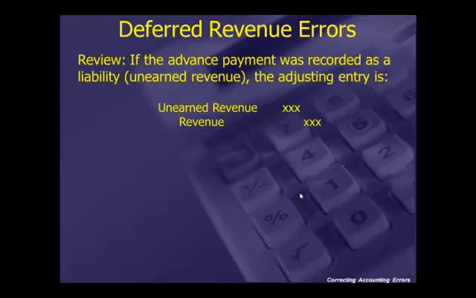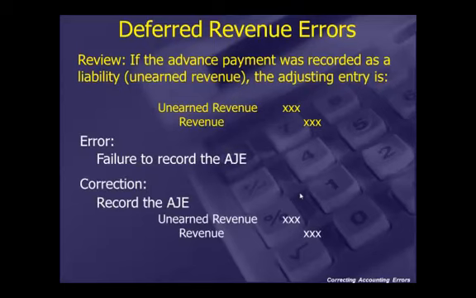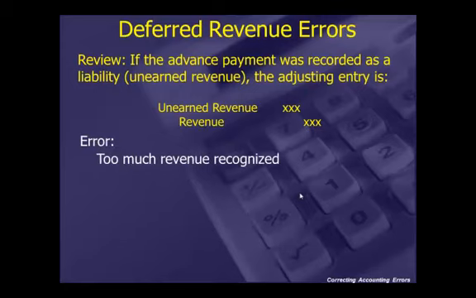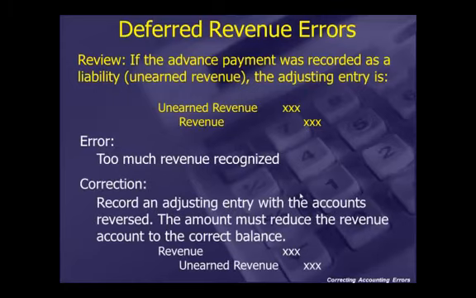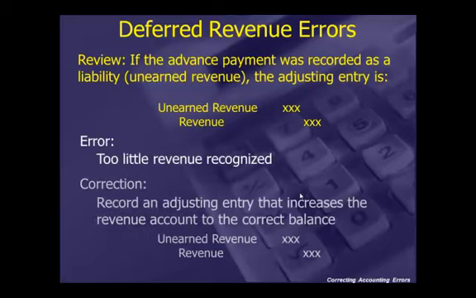So, if the advance payment was recorded as a liability, unearned revenue, the adjusting entry is unearned revenue should be debited, revenue should be credited. Failure to record the adjusting entry, we should record it as above. Too much revenue is recognized. Well, we need to reverse the accounts, remove the excess. Too little, go ahead and debit unearned revenue again, credit revenue for the additional amount that is needed.